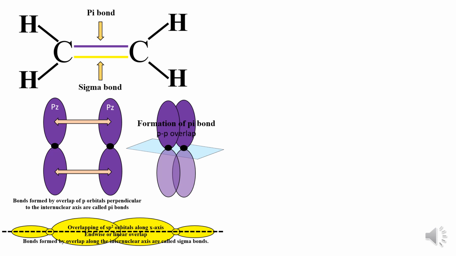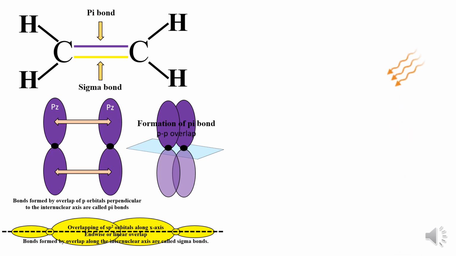So what about the sigma bond? The sigma bond is stronger than the pi bond because it is formed by endwise or linear overlapping of the sp2 orbitals. Or you can say a sigma bond is stronger because it is formed by overlapping of sp2 orbitals along the internuclear axis, that is along the x-axis. That is why it is a stronger bond in comparison to the weaker pi bond.